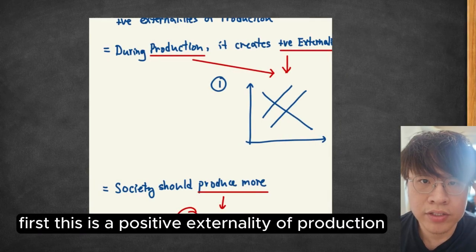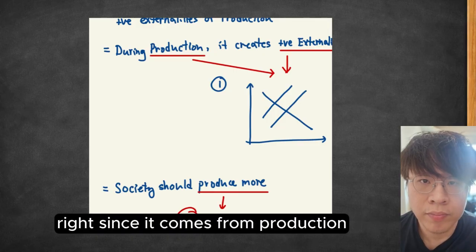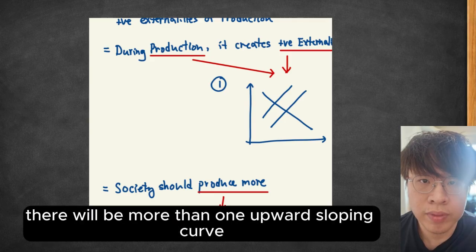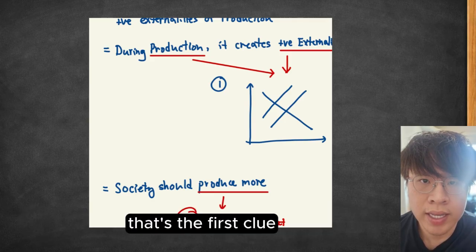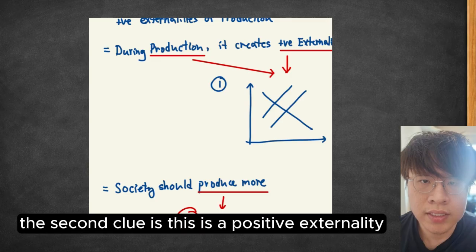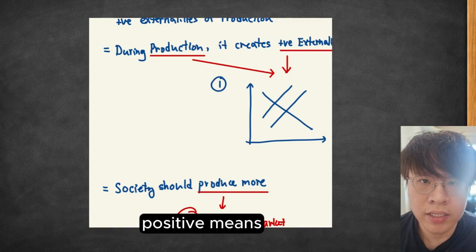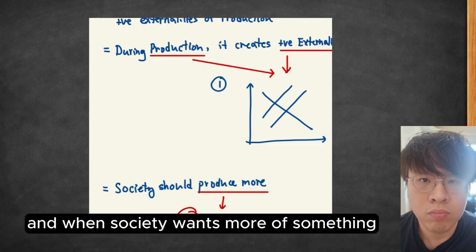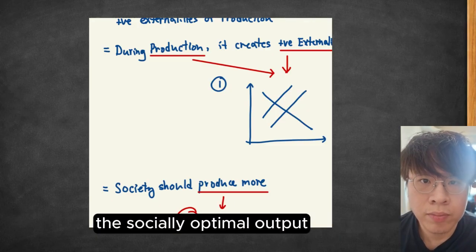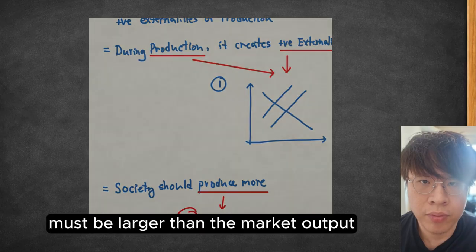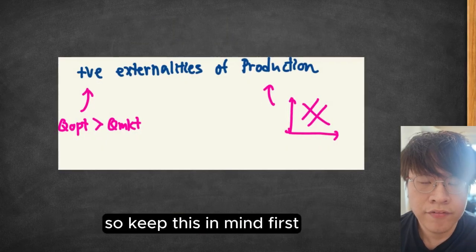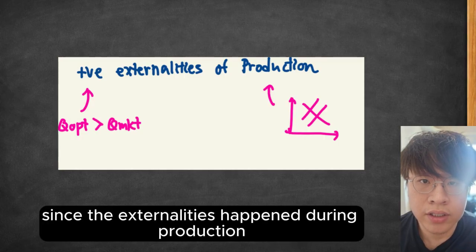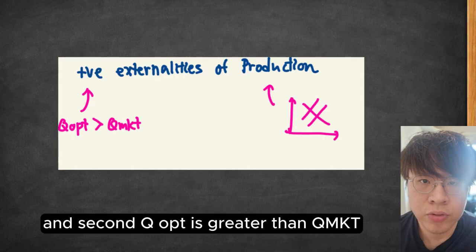First, this is a positive externality of production, right? Since it comes from production, we know it must affect the cost side, and because it is an externality, there will be more than one upward sloping curve. That's the first clue. The second clue is this is a positive externality. Positive means society sees this activity as something beneficial, and when society wants more of something, the socially optimal output must be larger than the market output. So keep this in mind. First, there are 2 upward sloping curves since the externalities happened during production, and second, Q OPT is greater than Q MKT.